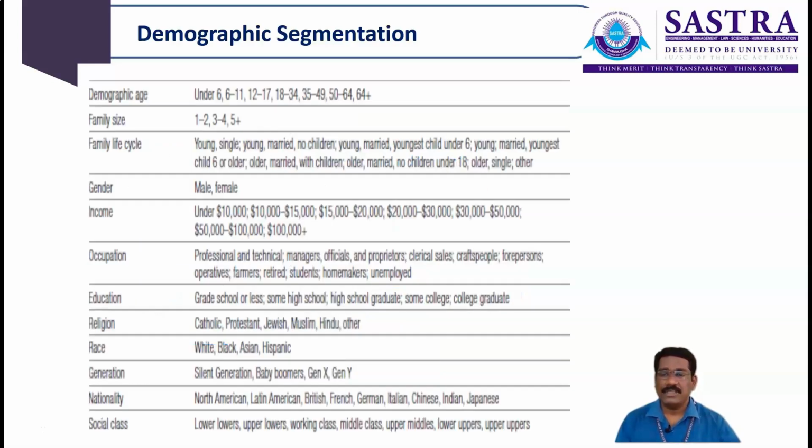In the case of demographic age, you have different classifications, as given here: under 6, 12 to 17, 18 to 34, 35 to 49, 50 to 64, and 64 plus. Each age group will have a different product requirement. As I already gave you the example of Horlicks, like Horlicks 1, 2, 3, it's for under 6, and Junior Horlicks is between 12 to 17, like that.